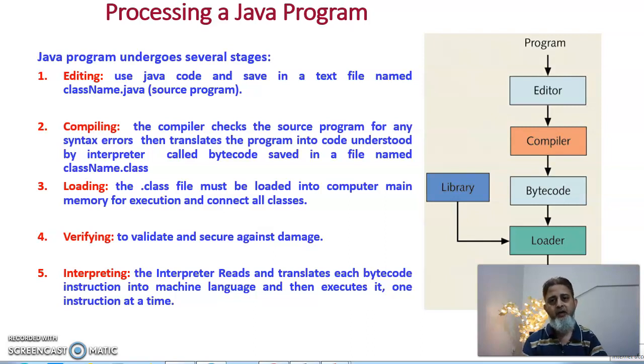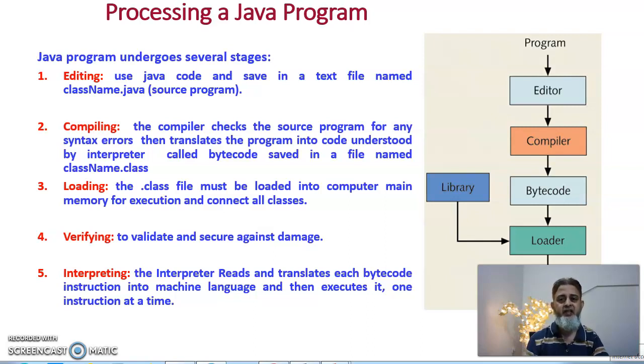A Java program undergoes many stages: editing, compiling, loading, verifying, and interpreting. The first step of any Java program is editing. This process uses the Java code and saves it in a text file named with the .java extension. The file name follows all the naming conventions.